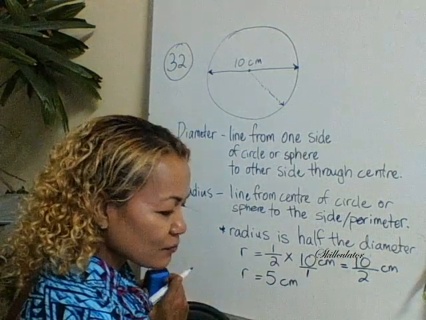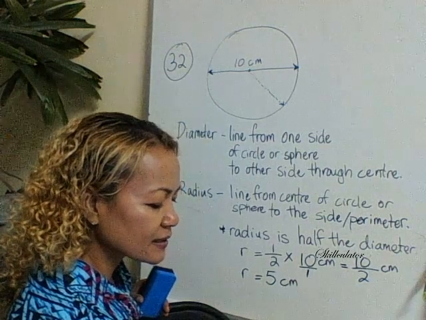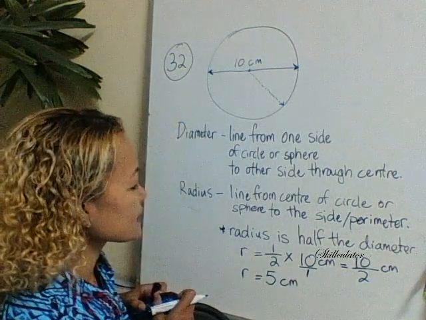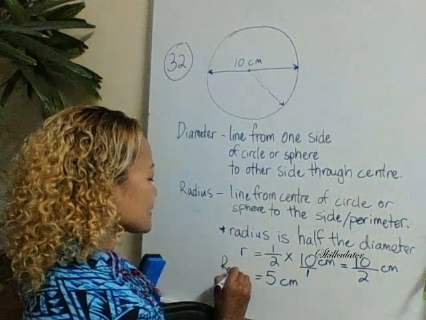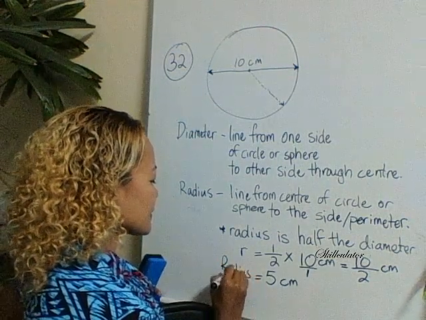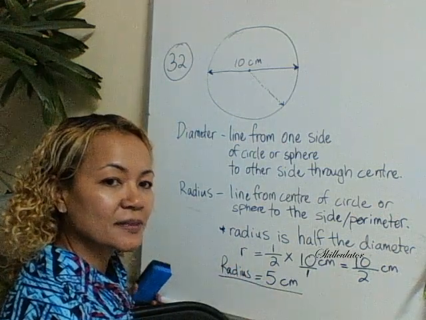Let's read the question again, just so that we know. What is the radius of this circle if the diameter is 10 centimeters? Let's write it out properly. Radius is equal to 5 centimeters.